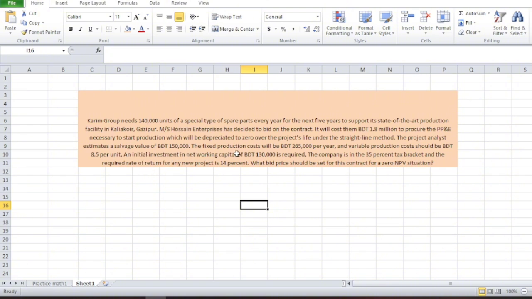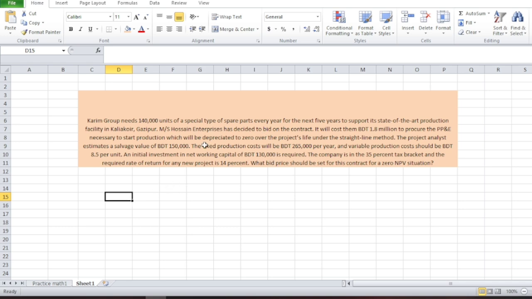The annual fixed cost is 265,000 per year, and the variable production cost is 8.5 per unit. The tax rate is 35%, and the required rate of return is 14%. The project also requires an initial investment of 130,000 in net working capital. Now I will solve this problem following my structured method. First, we will calculate the project cash flows and then determine the net present value.